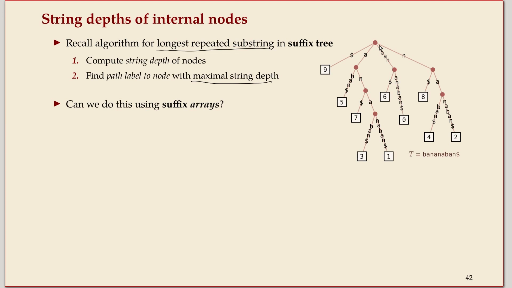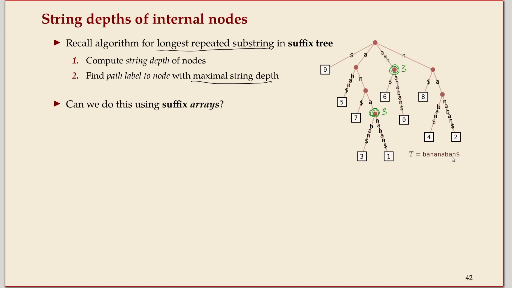So if you remember in our example, there were 2 solutions. Both this and this have string depth 3. So there's a tie for the longest repeated substring. It can either be Anna or Ban. Both occur twice, and both are longest repeated substrings. So we remember how we did this with a suffix tree. It was a fairly straightforward algorithm.